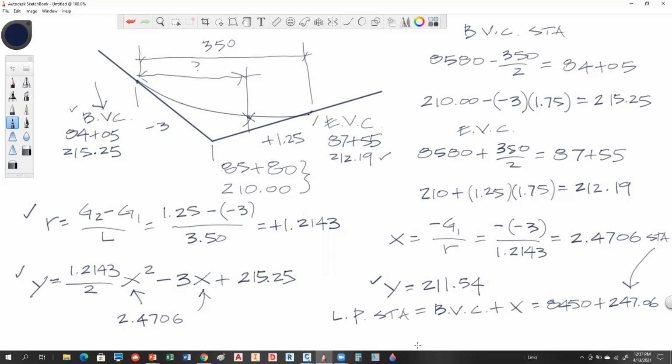So you kind of have to know when you're working in feet with these problems and when you want to work with stations. So this gives me a station here of 86 plus 97.06. So there's your station and there's your elevation. So these two things would be critical. Anybody get that station?